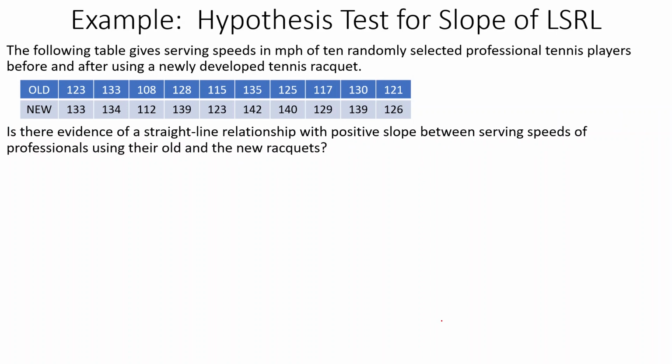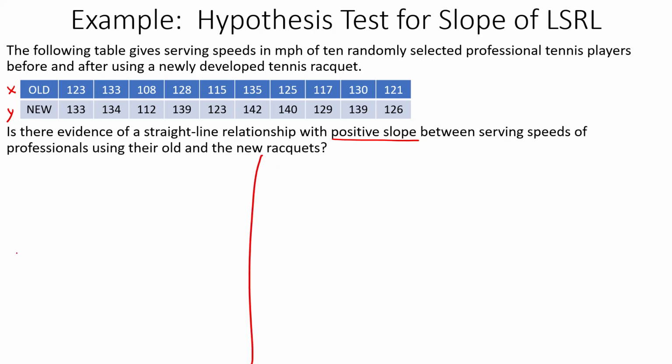All right, so here we go. The following table gives serving speeds in miles per hour of 10 randomly selected professional tennis players before and after using a newly developed tennis racket. So we've got the old ones and the new ones. So the old ones will probably be the x. The new ones will probably be our y. Well, I guess we don't even need predicted here. It is just the y that they get from there. Is there evidence of a straight line relationship with positive slope between serving speeds of professionals using the old and new rackets?